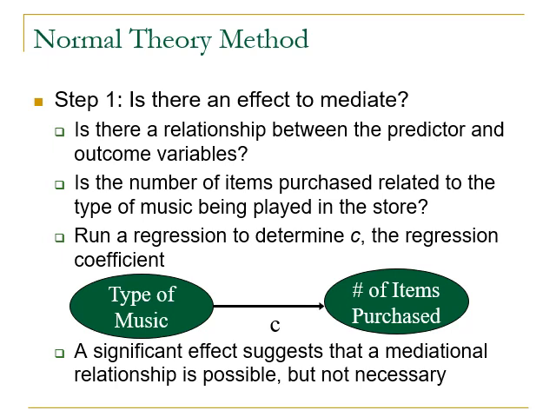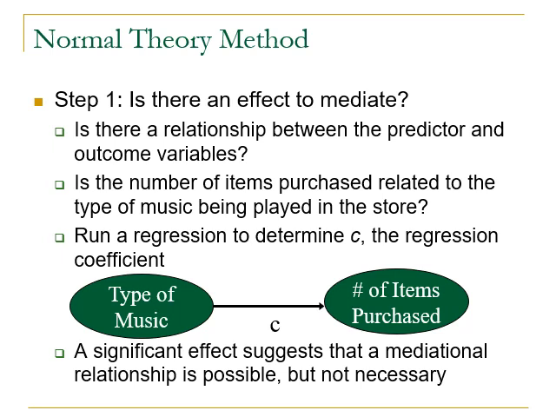So let's walk through Baron and Kenny's normal theory method. Their first question is, is there an effect to mediate in the first place? Step one. In other words, we're calculating C. Is there a relationship between the predictor and the outcome variable? Is the number of items purchased related to the type of music being played in the store?